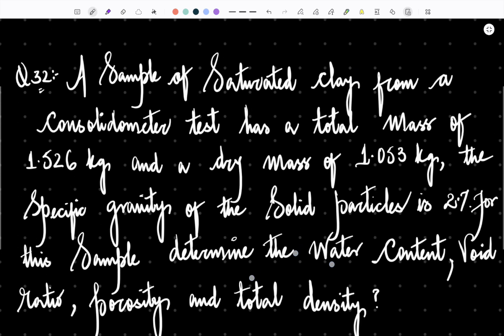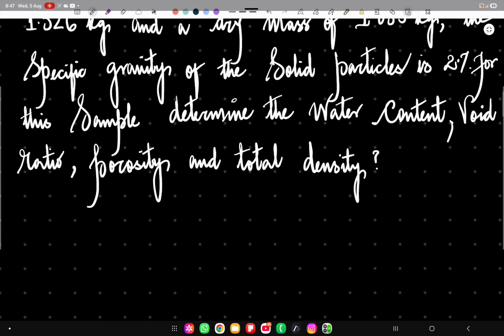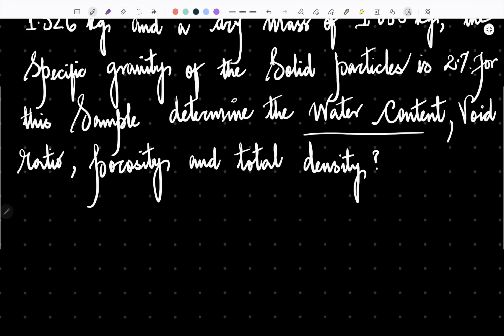Next question is, a sample of saturated clay from a consolidometer test has a total mass of 1.526 kgs and a dry mass of 1.056 kgs. All right. The specific gravity of the solid particles is 2.7. For this sample, we have to determine the water content, the void ratio, the porosity, and total density.